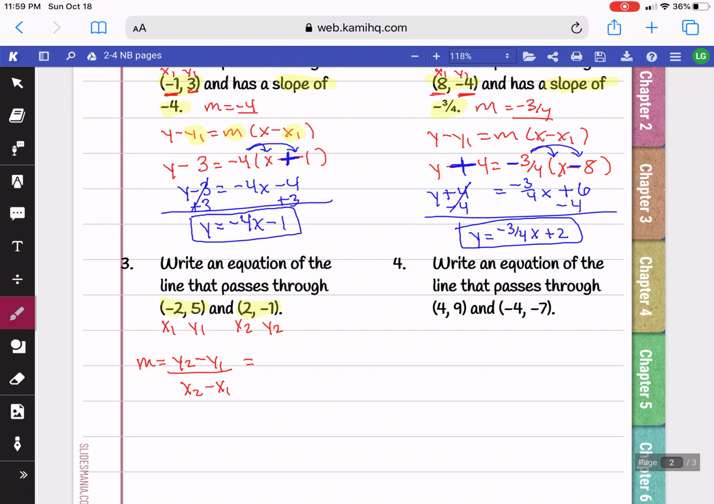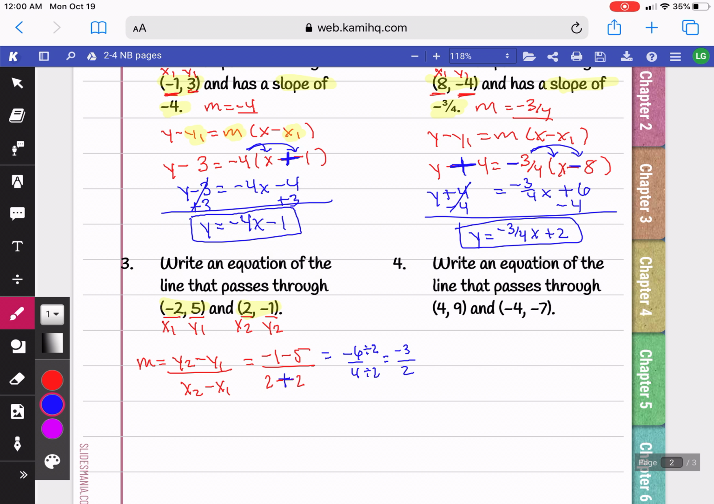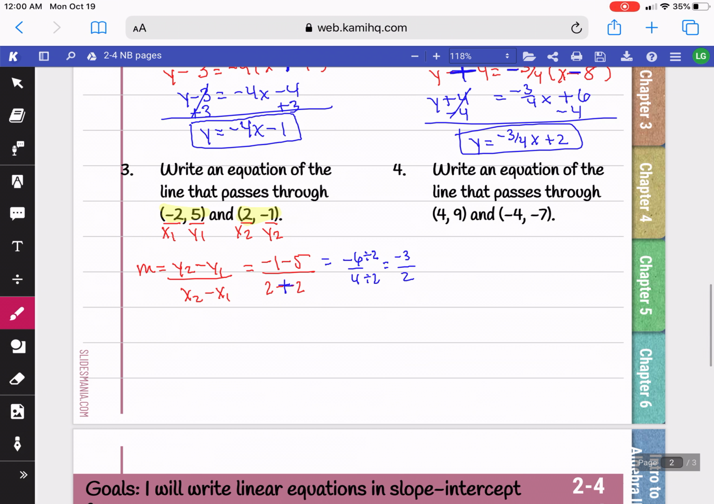So y2 minus y1 would be negative 1 minus 5. And x2 minus x1 would be 2 minus negative 2. And remember, anywhere you see a double negative, you change it to plus. So this becomes negative 6/4. And if we simplify, it becomes negative 3/2. That is the slope. Now that we know the slope, we can use point slope form like we did in the previous problems.